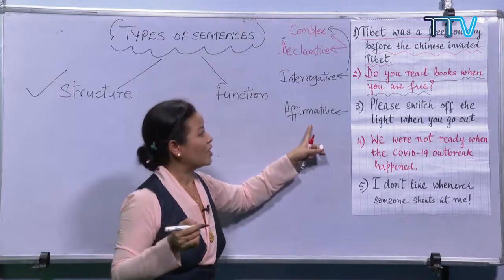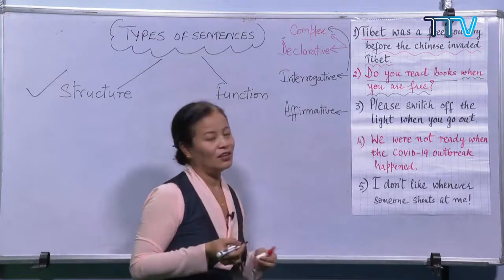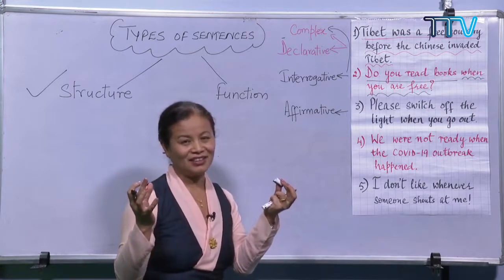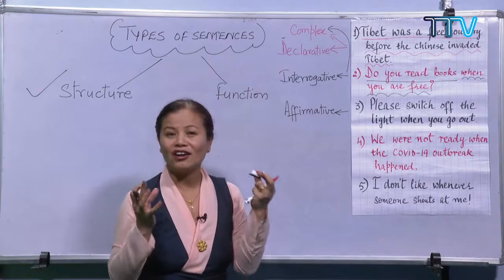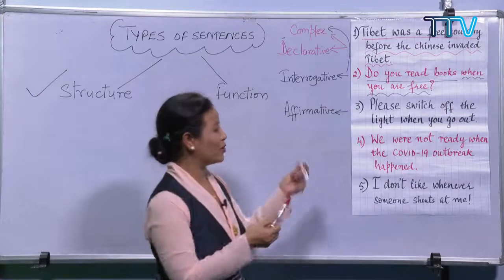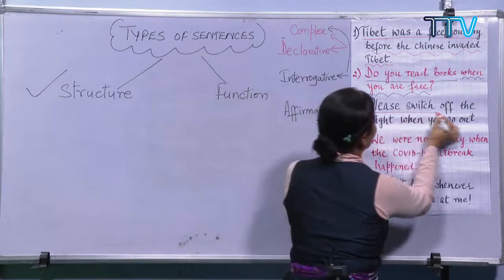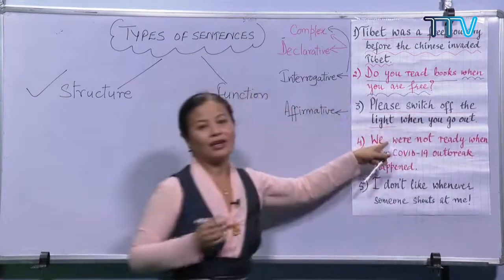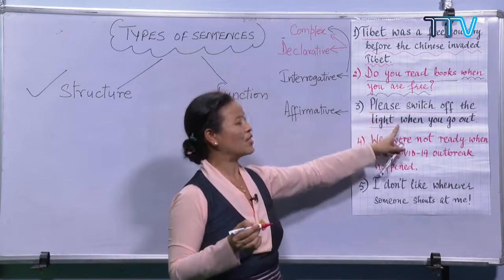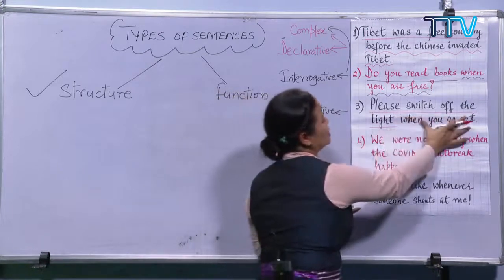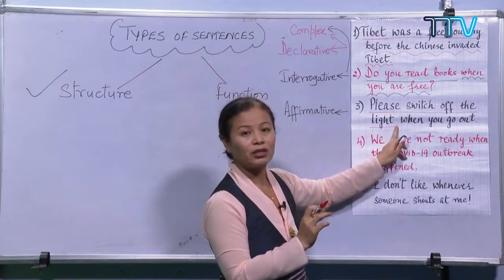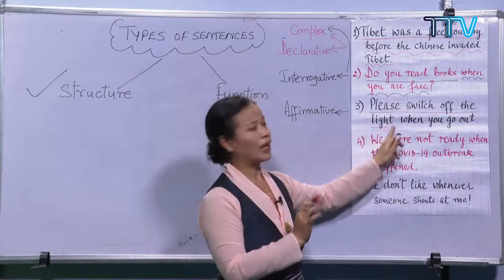Function. Now if you look at the structure, what do you think this sentence looks like? A simple, a compound, or a complex? Please switch off the light. We can break this sentence. Please switch off the light. A clause that is independent in itself, isn't it? Even if we don't use the other part, it's okay. It's a complete sentence. We only have to put a full stop or a period here. Please switch off the light.